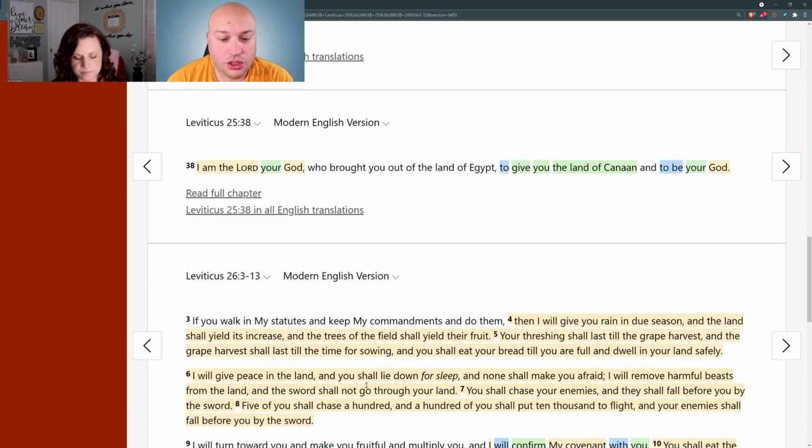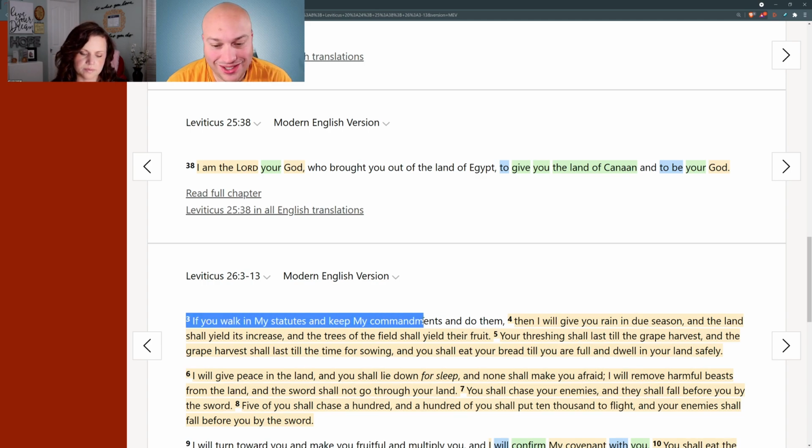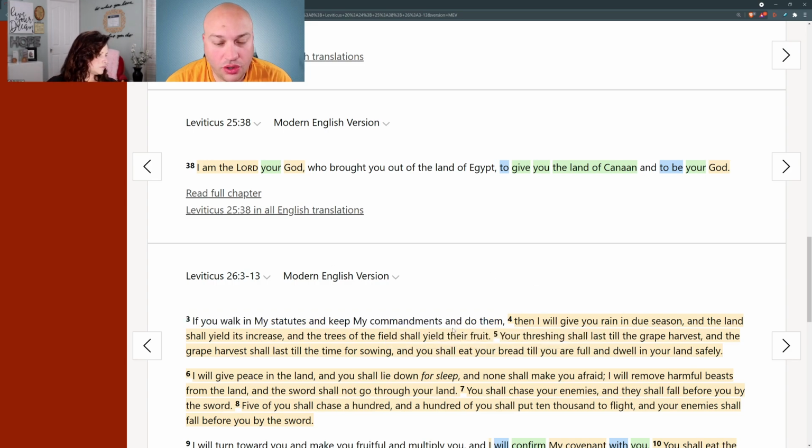Okay. So you see how here it says, what is the condition for the good stuff? If you walk in my statutes and keep my commandments and do them. Okay, so that's the carrot: keep my commandments. And do you remember when we talked about the four sword judgments of God? The sword, famine, wild beasts, and pestilence. Notice how all these things that are described are things you don't get.